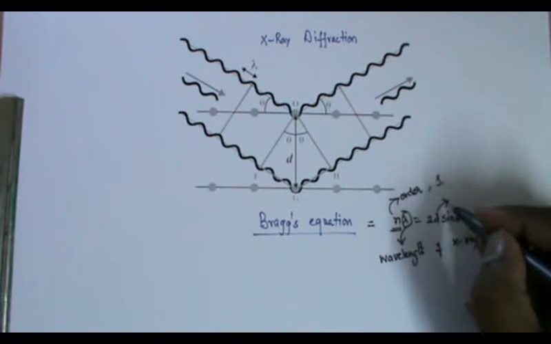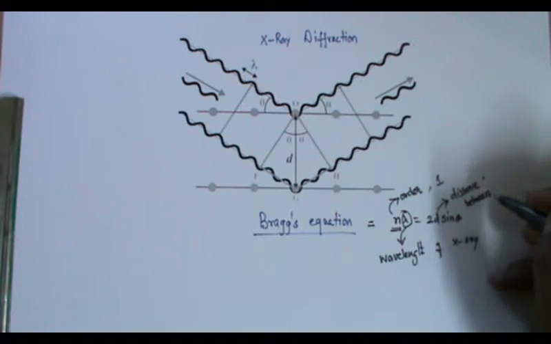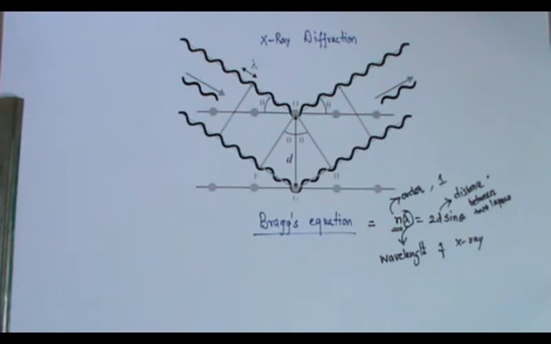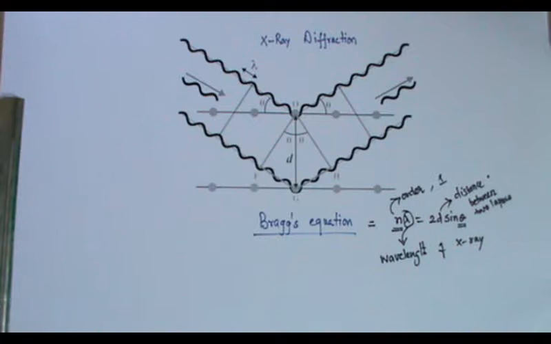D, it is the distance between the two layers of atoms. Consider the atoms are placed one over the other. So what is the distance between the two layers? And theta, it is the incident angle of the X-ray.